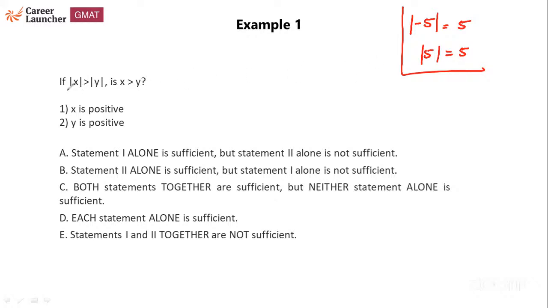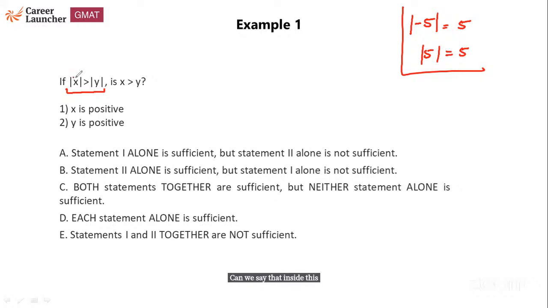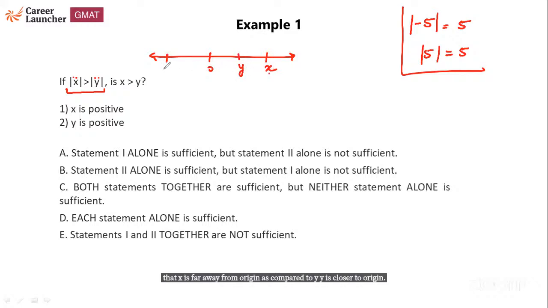Now, if modulus x is greater than modulus y, what can be concluded? Inside this modulus, x could be positive, x could be negative. Y could be positive, y could be negative. Now, if modulus x is greater than modulus y, can you visualize that x is far away from origin as compared to y? Y is closer to origin. X could be positive, x could be negative, y could be positive, y could be negative.